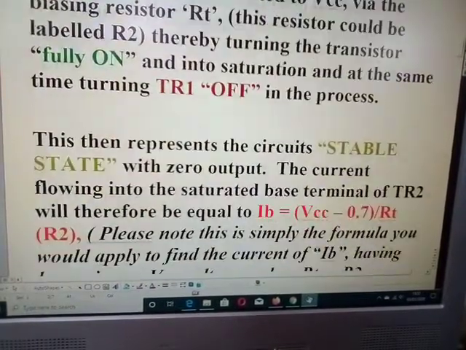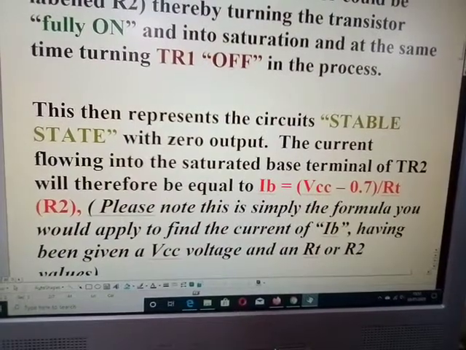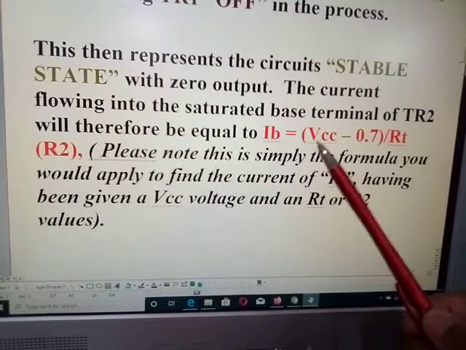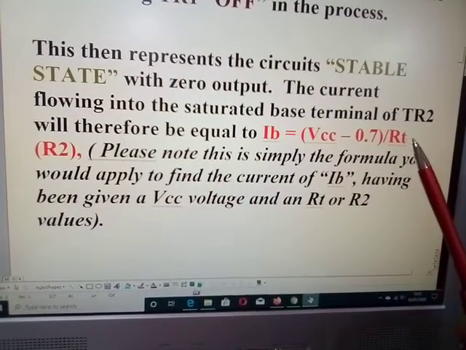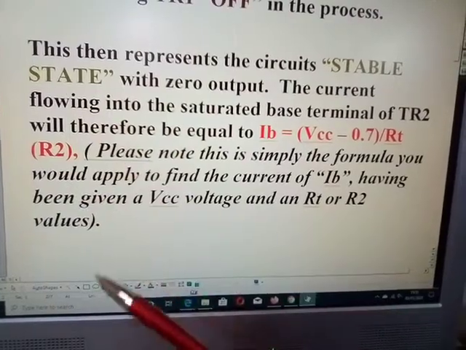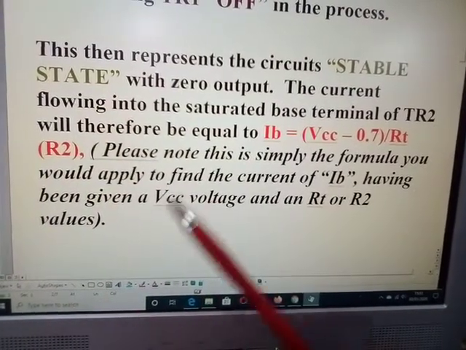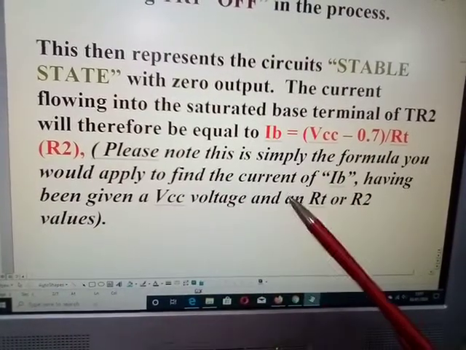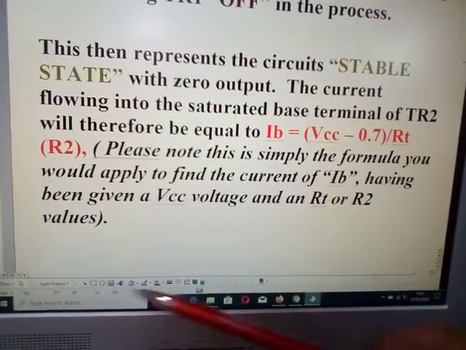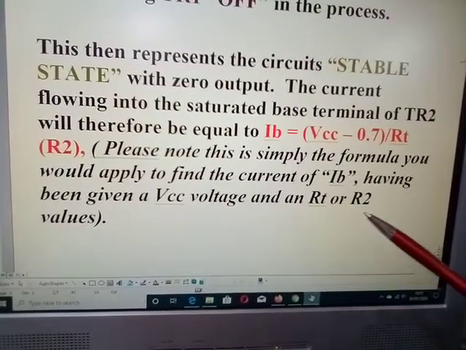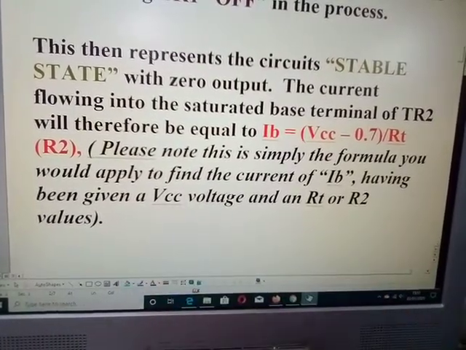So treat it simply as IB equals VCC minus 0.7 over RT. Just ignore the R2 because it is not R2, it remains RT. Please note this is simply the formula you would apply to find the current IB, having been given a VCC voltage and an RT or R2 value.